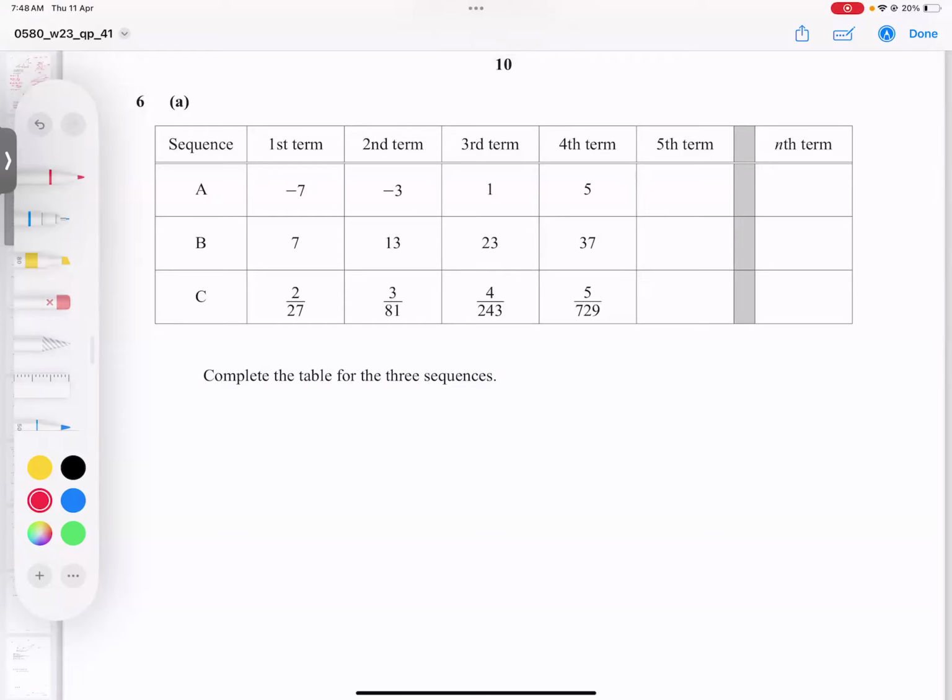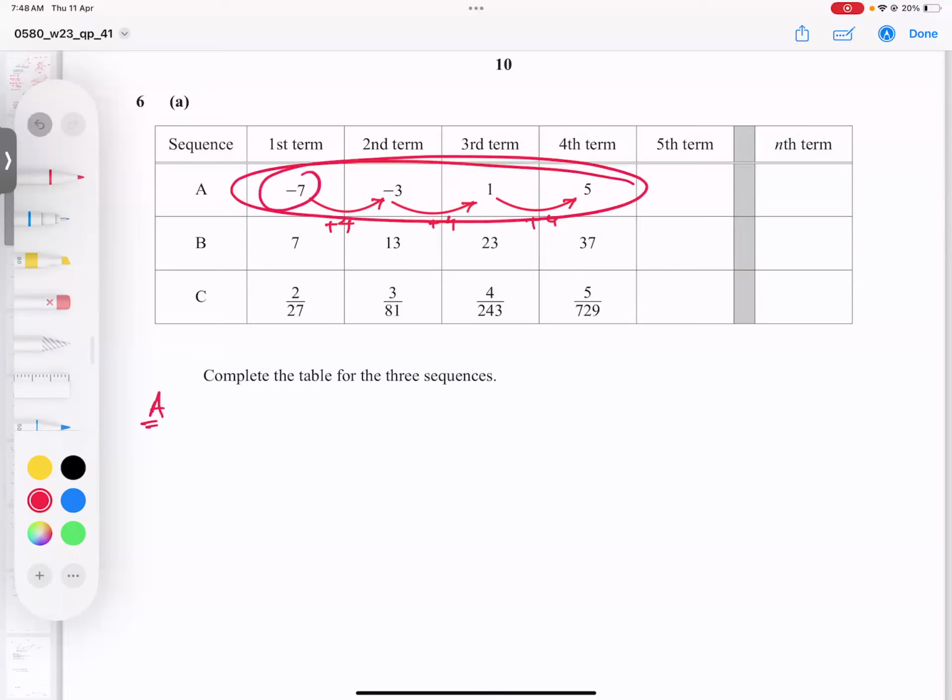For example, if I add four, I get this value. If I add four, I get this value. If I add four, I get this value. So I think this part is very, very clear. I can talk about sequence A. So what is the first term in this sequence? Negative 7. So a is equal to negative 7.